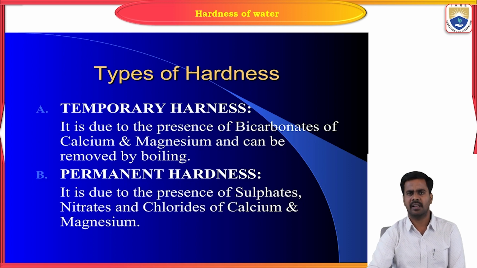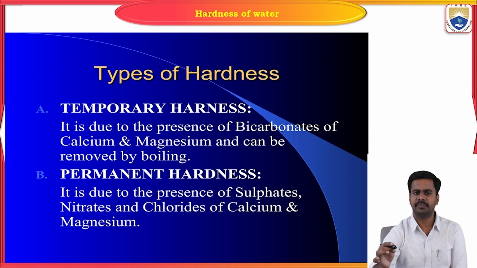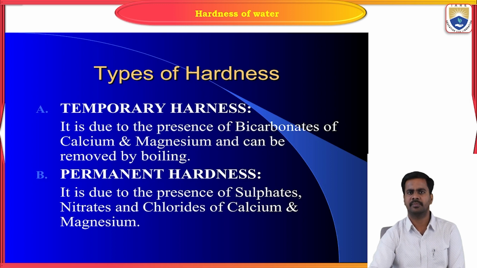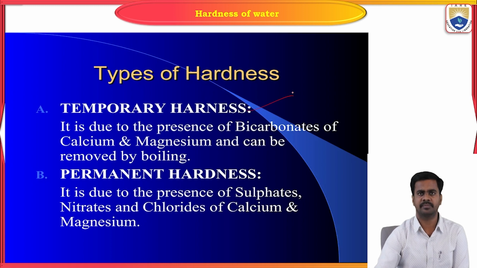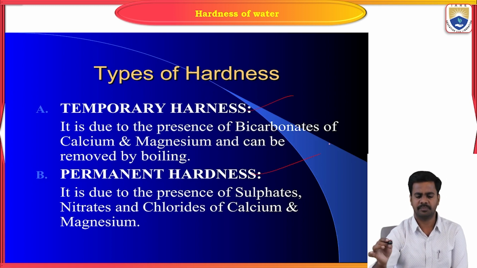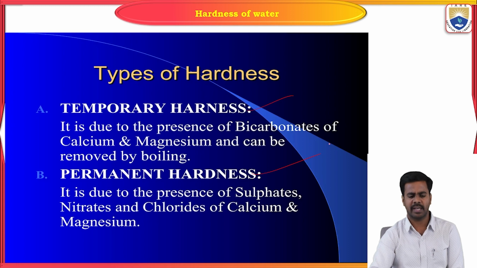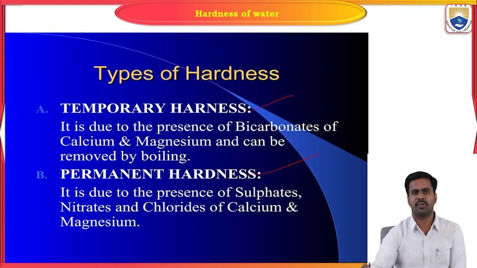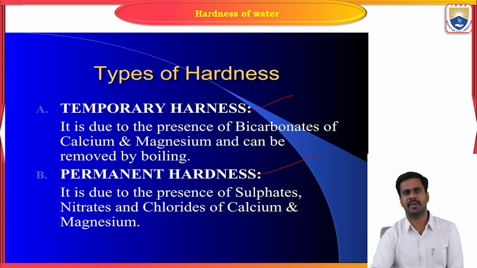Depending on the type of salts present in water, we can classify the hardness property of water into two types, that is temporary hardness and permanent hardness. How can we differentiate temporary hardness and permanent hardness? It depends on the type of salts present in the water. So let us see what is temporary and what is permanent hardness.